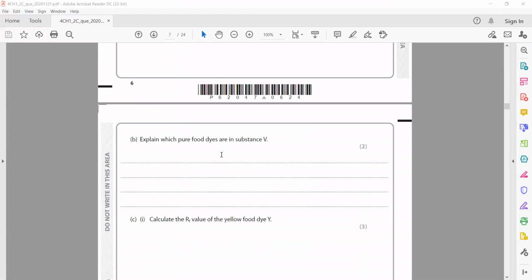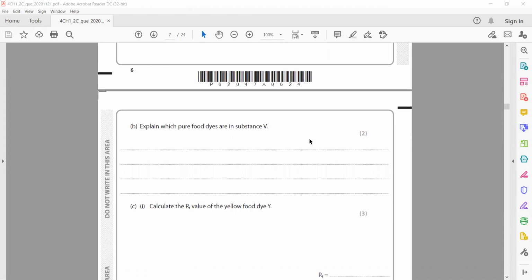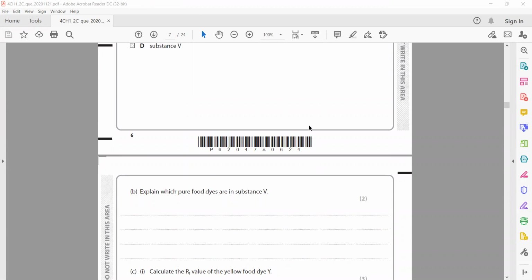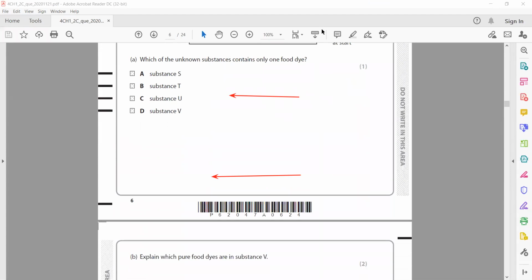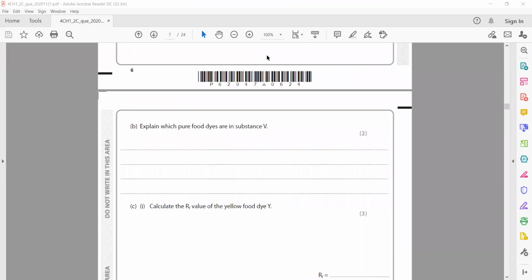Next part, explain which pure food dyes are in substance V. So in substance V, we'll check the number of spots. When you check the number of spots, substance V matches with B and it matches with R. So B and R are the two substances present in V, because they have the same height above the origin.